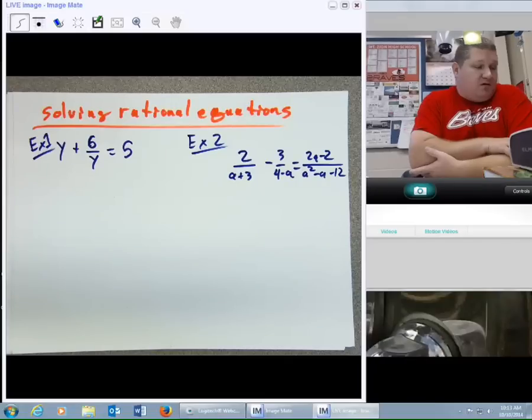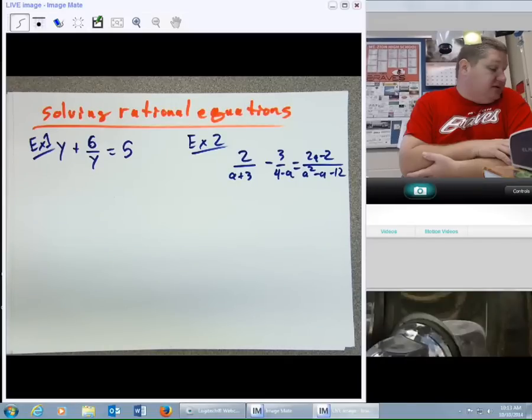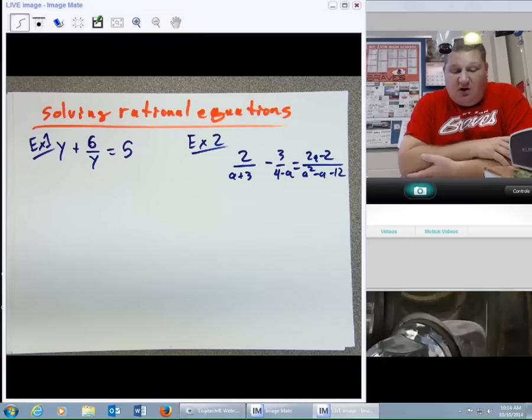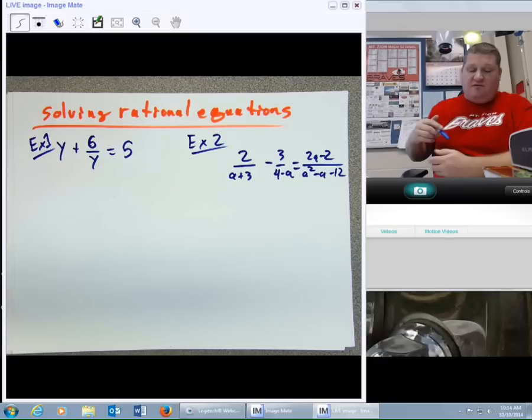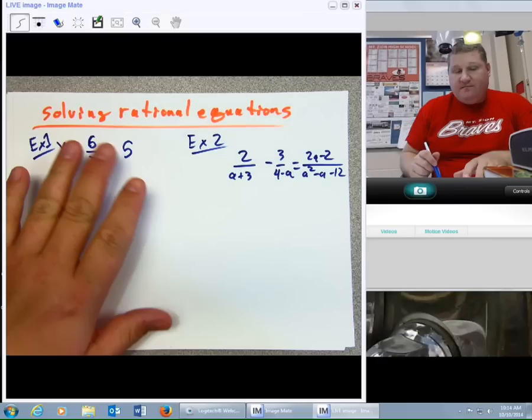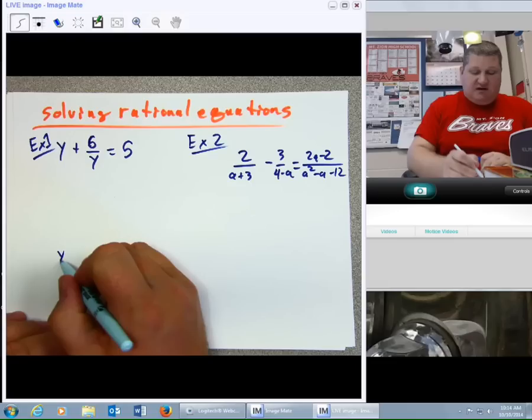All right, ladies and gentlemen, let's take a look at solving some rational equations. Solving rational equations means we have the equal sign involved. We have numbers floating all over the place. What I want to do is find y. So in the end, I need to get down to y equals. Well, here's the problem. I see fractions.